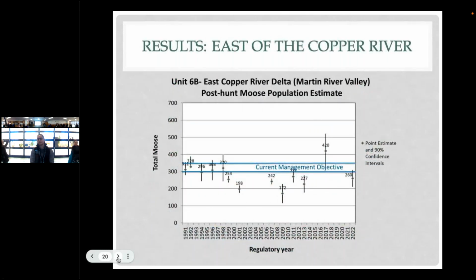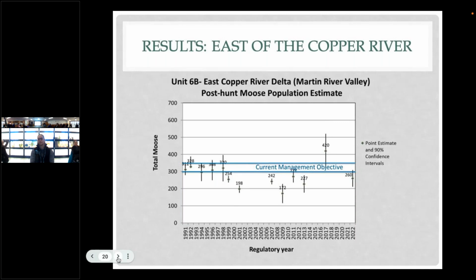So to put this number in perspective, you can see we're here at 260, the upper end in the range for the management objectives. Mike and Jared and I all feel like we're probably closer to that upper end, but again, I'm gonna manage it for this 260 mark.